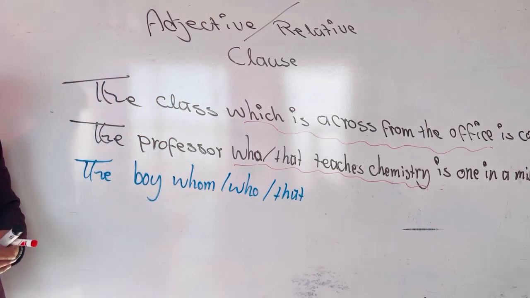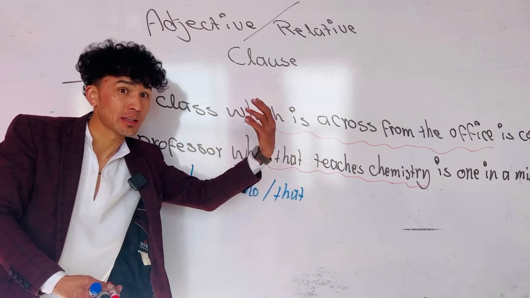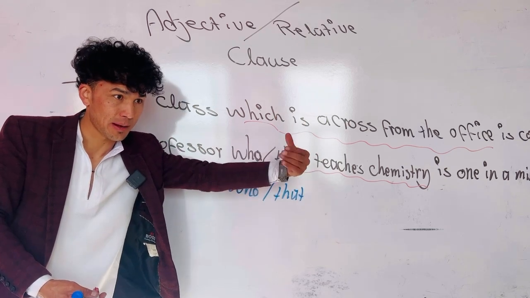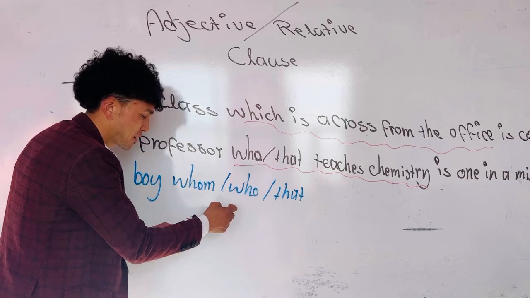How do we know that this is used as an object? Right after a relative pronoun, you need to bring a person, I mean the subject. The subject. Did you understand? Okay, whom, who, or that.